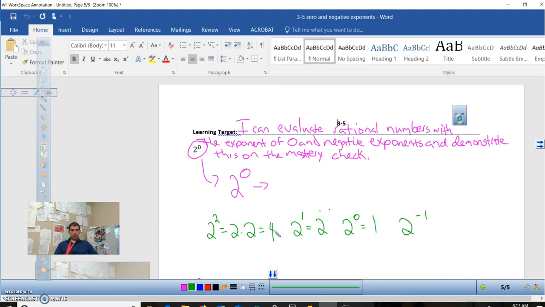Half of 4 is 2. Half of 2 is 1. What's half of 1? Well, it's a half, and that's exactly what 2 to the negative first is. It's 1 half. And what's a half of a half? Well, 2 to the negative second is 1 fourth. Now we're going to start learning this pattern. So 2 to the 0 is 1. Anything to the 0 is 1.